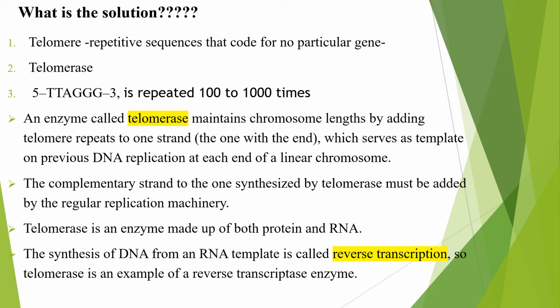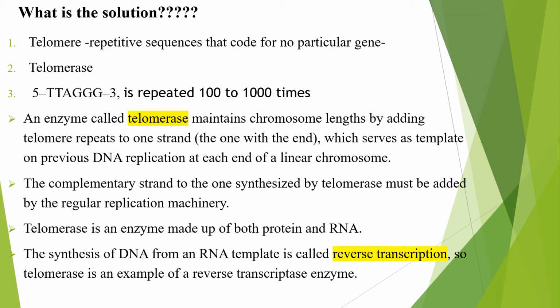For example, I have given here one example. The sequence of telomere in human beings is, 5' to 3', TTAGGG, and such 100 to 1000 times it is repeated. So at the end, if we do the end sequencing, this sequence, that is a hexamer, is repeated nearly 100 to 1000 times to maintain the integrity of the actual end of the chromosome.